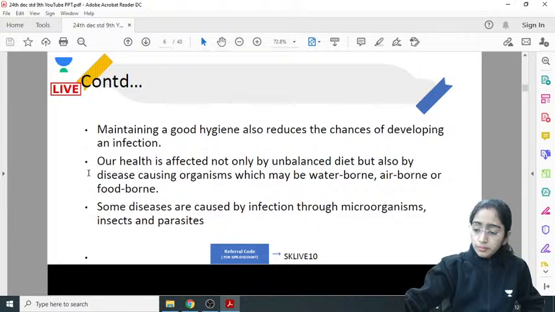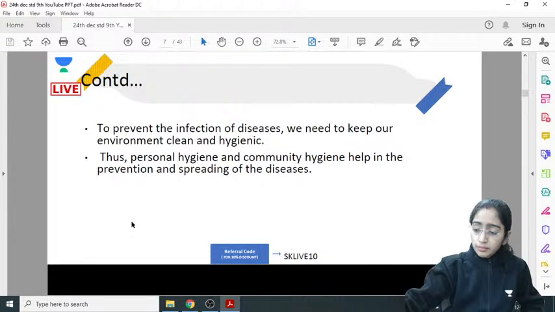So the pathogen, which is known as a disease causing microorganism, may be waterborne, that can be transmitted through water, exactly, Amit, good, that can be transmitted through the air as well as food. Some diseases are caused by infection through microorganisms, insects and parasites. Now, to prevent the infection of disease, we need to keep our environment clean and hygienic. Obviously, in order to be disease free, the environment has to be very clean and hygienic. Thus, what we can conclude is that personal hygiene and community hygiene both help in the prevention and the spreading of the disease.